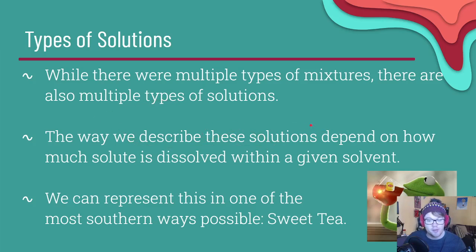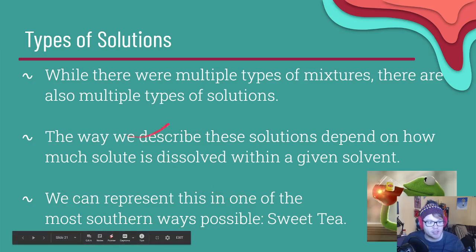The way we describe these solutions depends on how much solute, which remember is the thing that is dissolved, there is within a given solvent, which is the thing that does the dissolving. I also mentioned last time, I believe, that the air in front of us right now is an example of a solution. Nitrogen would be the solvent because it's the predominant component of our atmosphere, and the solutes would be everything else that's in it. In an example like Kool-Aid, water would be the solvent, and the solute would be the actual Kool-Aid powder and the sugar you dissolve in it.